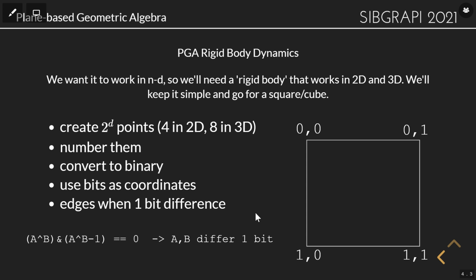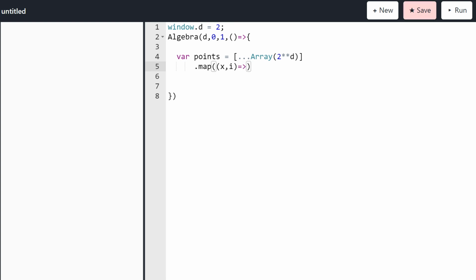Alright, so now that we know how to do that, let's actually do it. We're going to store the number of dimensions that we're working in as a global variable. Then we're going to create a PGA of that dimension. And we're going to immediately start by creating our points. So we start from an array of 2 to the dimension D. And then we take those guys, or rather their index, and we convert that to binary.